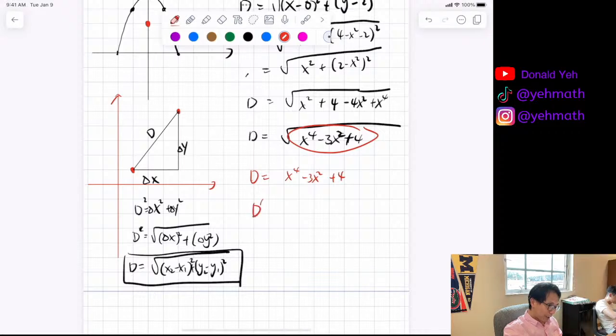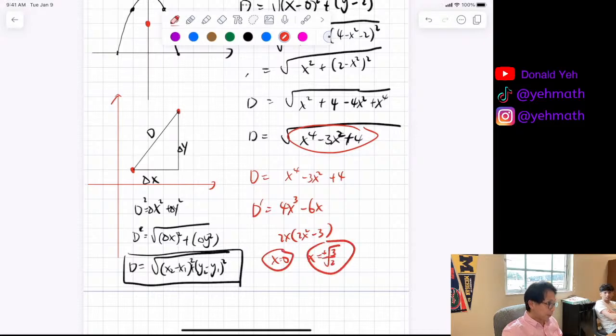And then all I do is take a derivative, that's equal to 4x cubed minus 6x. And then if I factor out 2x, that's going to give you 2x squared minus 3. And x is equal to 0, x equal to plus or minus the square root of 3 over 2. There are 3 answers.